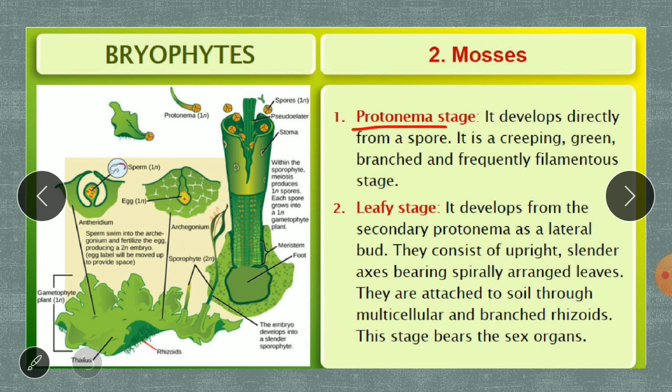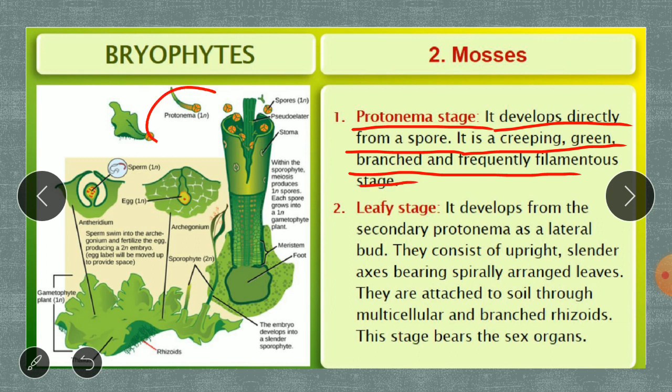The protonema stage develops directly from the spore. It is a creeping, green, branched and frequently filamentous stage. This is the protonema stage, you can see here. It is developing directly from the spores that are produced by this one. So they are branched and frequently filamentous.